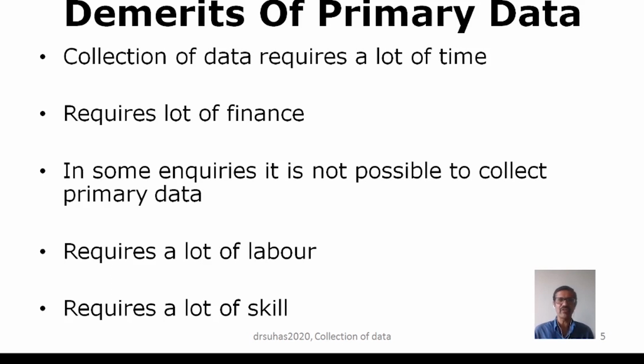The demerits of primary data include that the collection of this data requires a lot of time. It may also require a lot of money or finance. And in some inquiries, it is not possible to collect the primary data. For example, you want to have the information about the summer season and you are already past the summer season and you are in the winter season. So you need to wait for a very long time to get the primary data. So in some situations, the primary data may not be available.